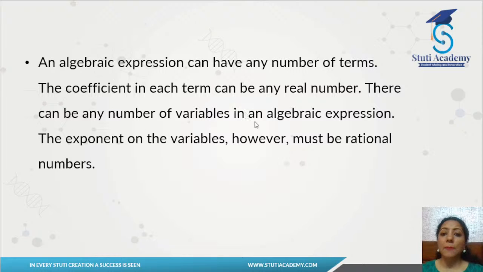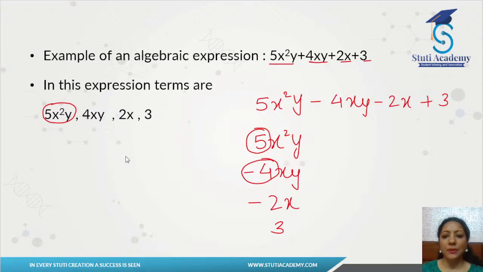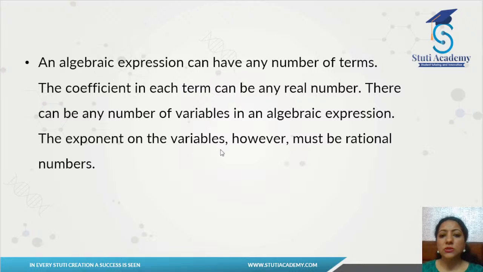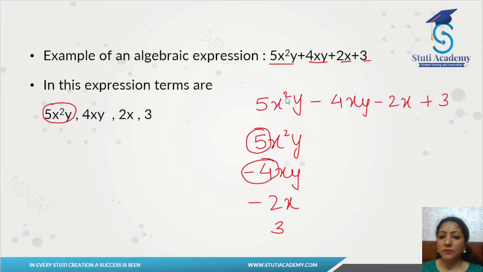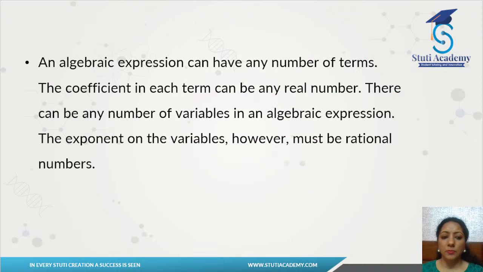Now, there can be any number of variables in the algebraic expression. So, like in the previous example, I gave you just two variables, x and y, but then you can put any number of variables here. And the exponents on the variables must be rational numbers. So, here the exponents, like we have exponent 2 here, we have 1 here, 1 here and 1 here. So, they must be rational numbers.